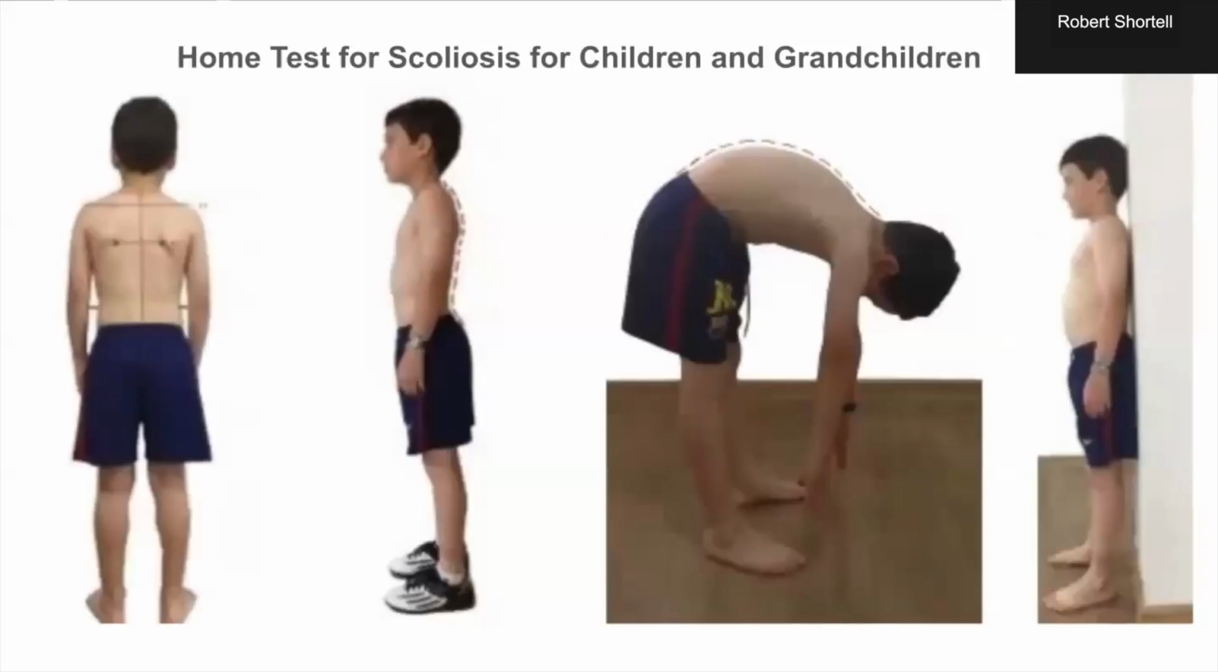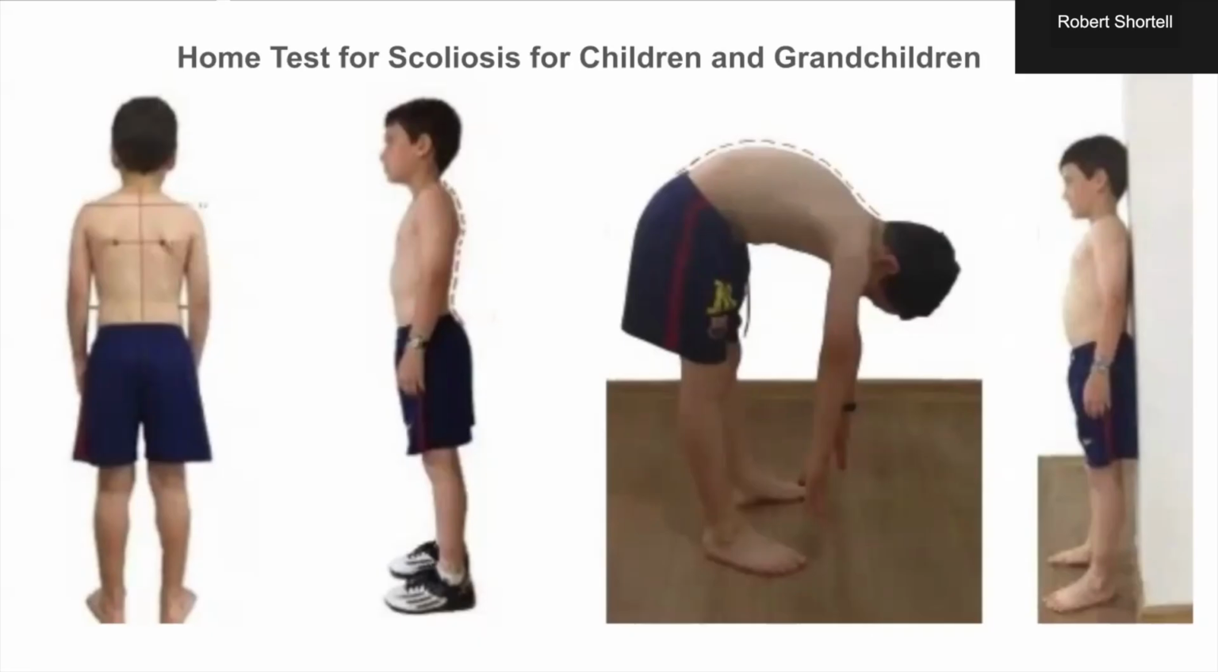So here's a simple home test that you could use for your children and grandchildren. The first thing is you want to look at them from behind. So ideally, if you could have them just in shorts, the top of the shoulders should be level. As you go down, you could see where the arms, there's a space between the arms and the waist. That should be an equal space, and the belt line should be level. When you look at them from their side, their ears should line up directly over their shoulders. Their shoulders should line up directly over where their hip joint is, and their hip joint should line up directly over the side of their ankle.